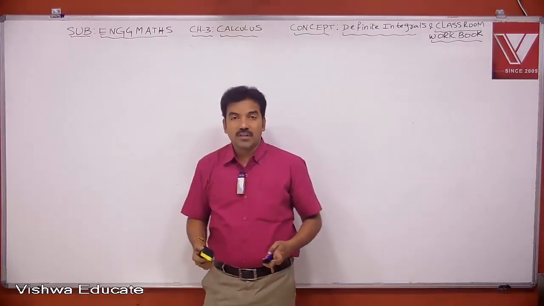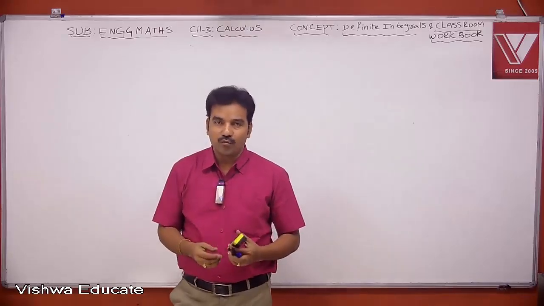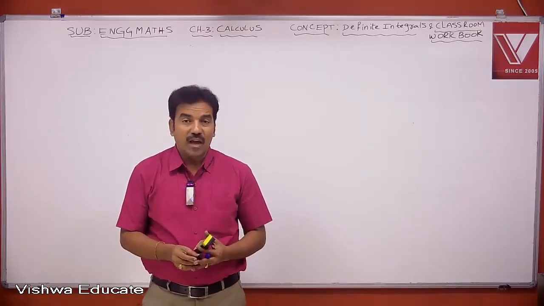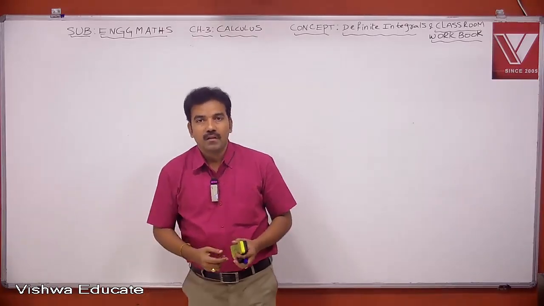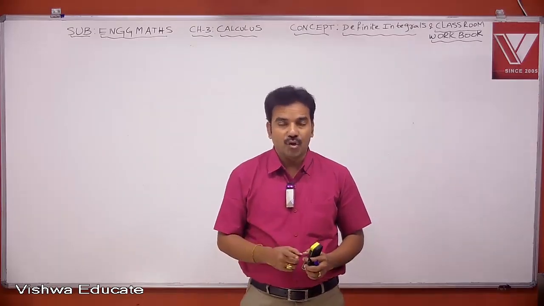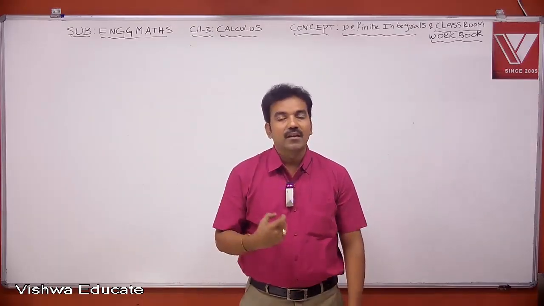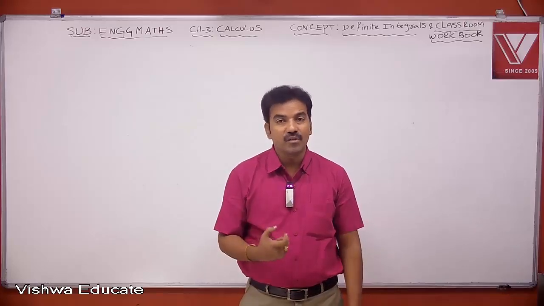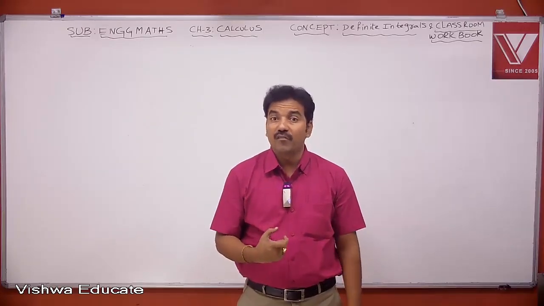Now we discuss some results based on even functions and odd functions. Suppose I have two even functions, one is, for example, f of x and another is g of x. F of x is even, g of x is even. Add these two, you will get a new function, that is f of x plus g of x.